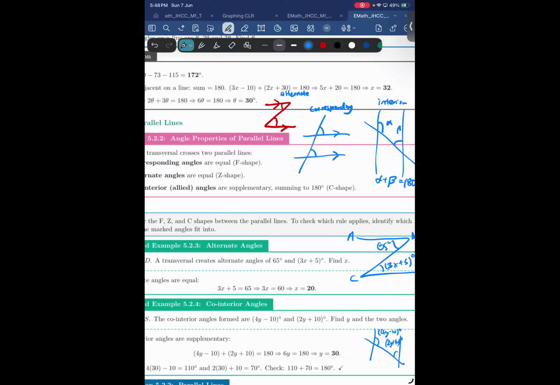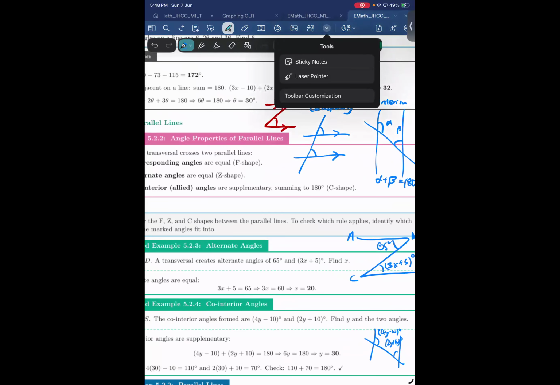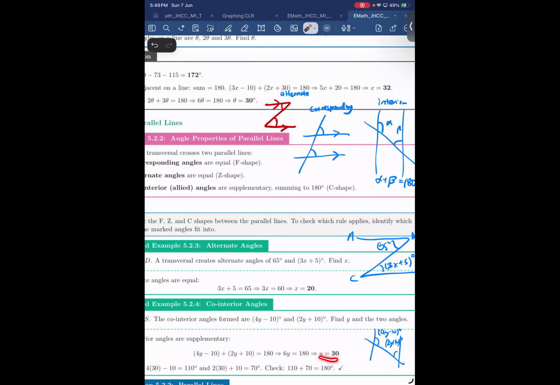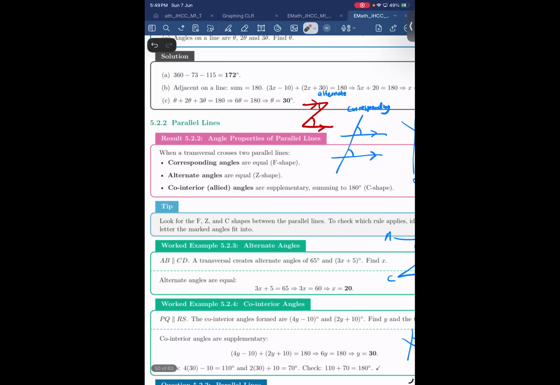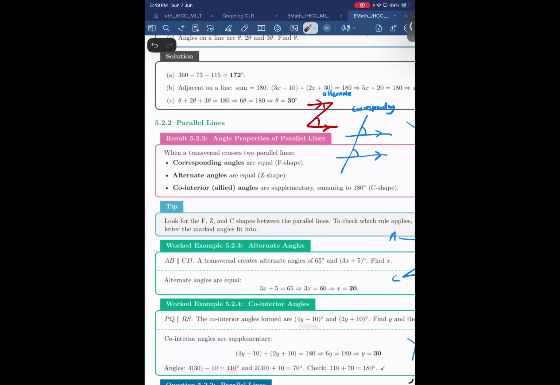Then once we find y, we can find each of the individual angles. By using the fact that they are supplementary, we find that y is 30. Then 4y minus 10 is going to be 110, and 2y plus 10 is going to be 70. And of course, 70 plus 110 is 180.